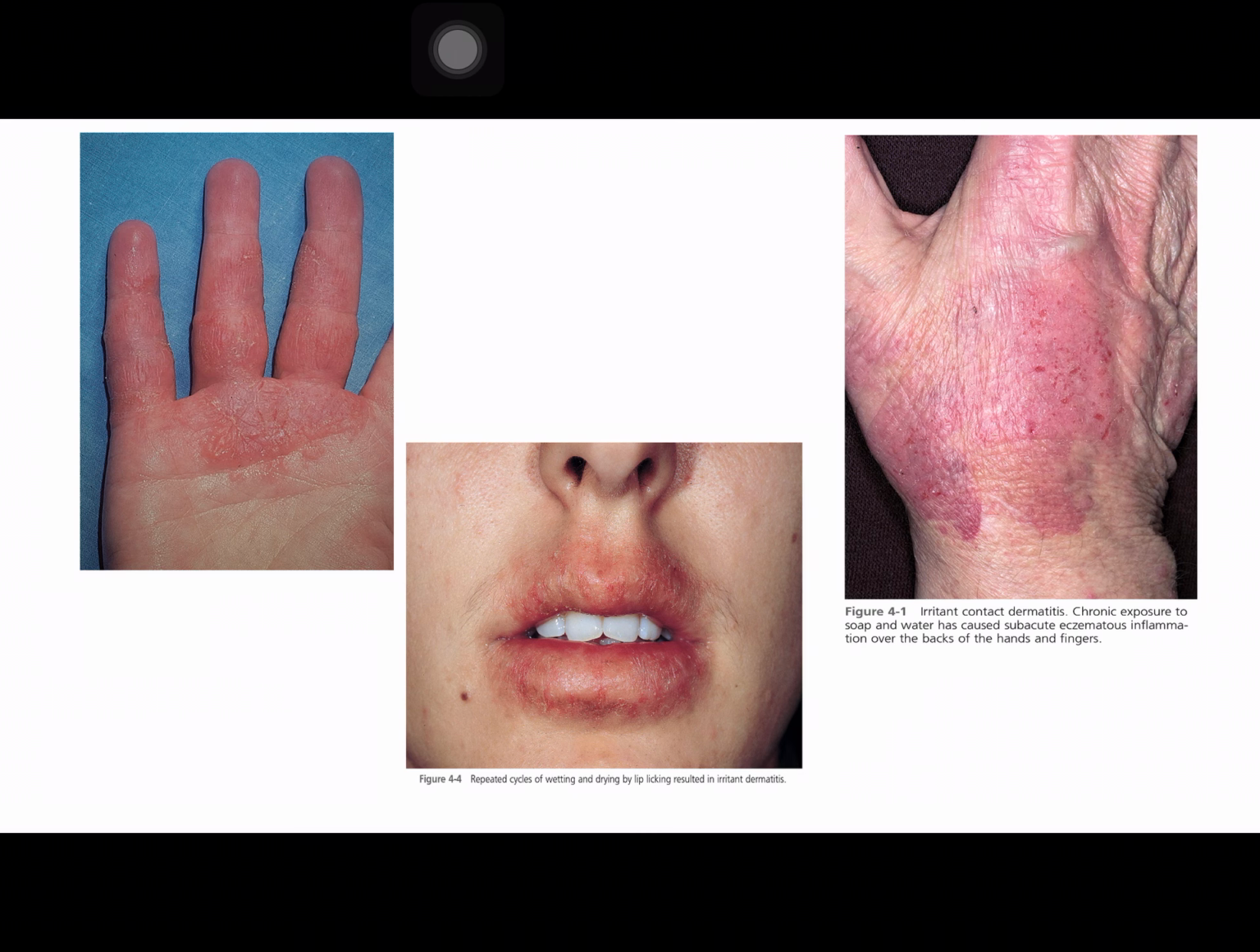These pictures show different stages of contact dermatitis. This one is a type of irritant contact dermatitis as a result of excessive use of soap or alkali. This type is also irritant contact dermatitis, called lip-licking dermatitis, as a result of contact with saliva. And this is irritant contact dermatitis as a result of chronic exposure to water. Repeated use of water causes this type of dermatitis.